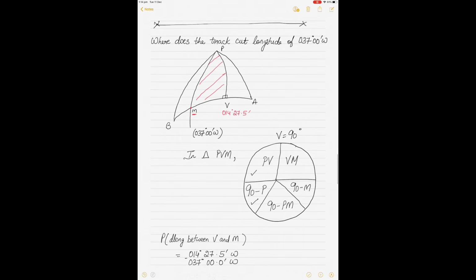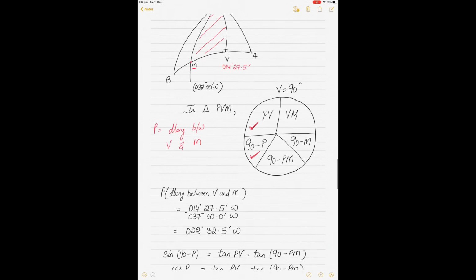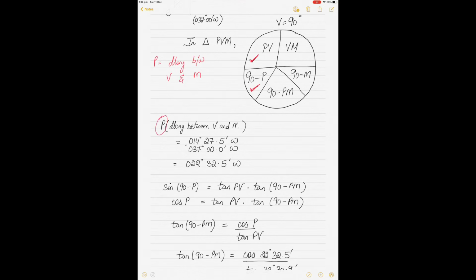In PVM, we know PV as we have found it out before when we were calculating the latitude of the vertex, and we also know angle P. Why is that? Because P becomes the D long between V and M, because we know the longitudes of both these places. Both longitudes are west longitude, so you just subtract it. You can take the smaller number and subtract it from the bigger number, and angle P you will get as 022 degrees 32.5 minutes. So that gives you angle P as well.